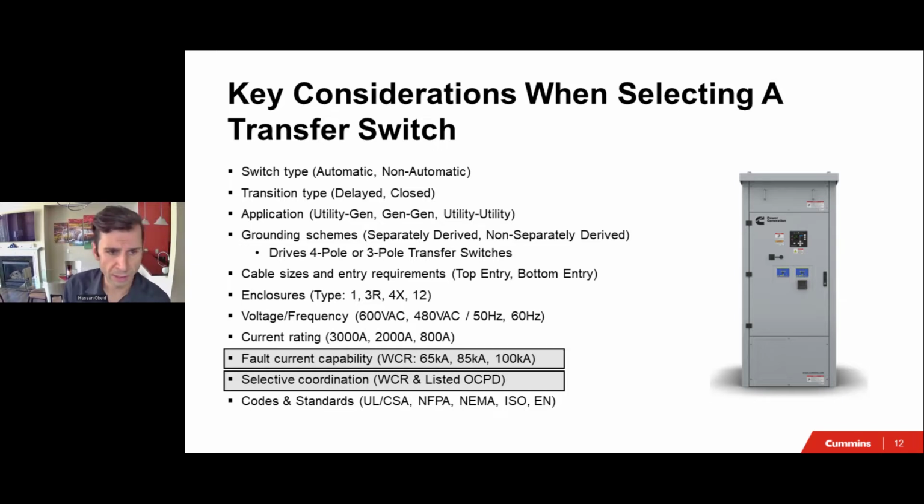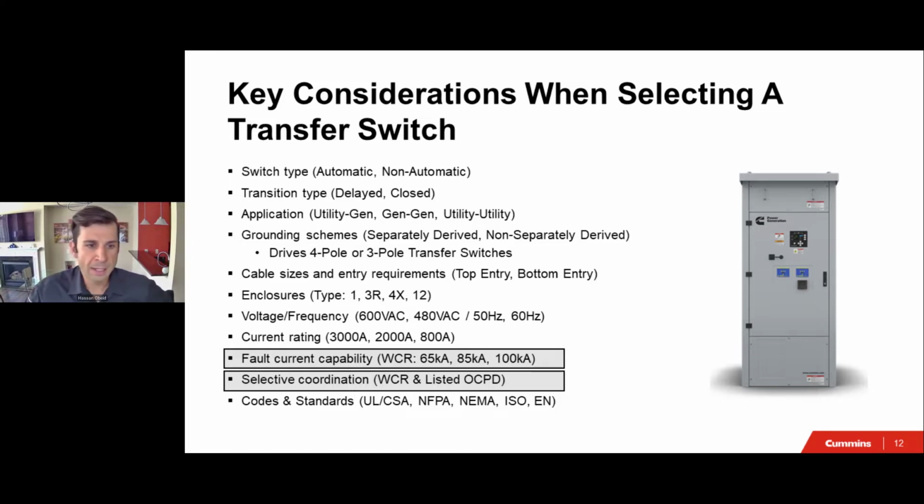There's also the grounding scheme, whether it is separately derived or non-separately derived. For separately derived, that means the neutral conductor and the three phases get switched or isolated from the utility and the generator. And for that, we can use a 4-pole transfer switch. For a non-separately derived system, we'll use a 3-pole transfer switch.